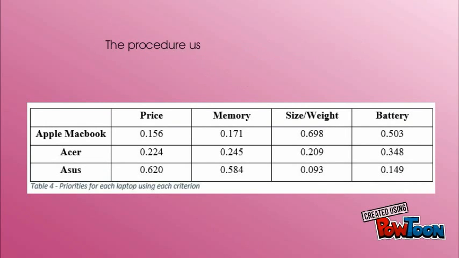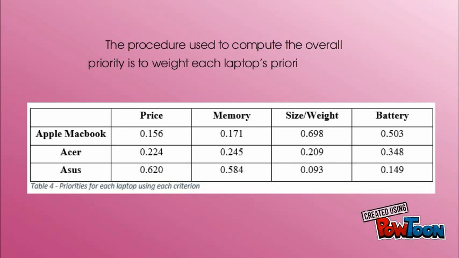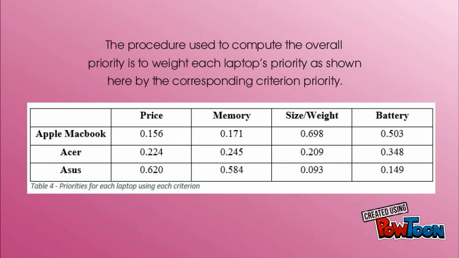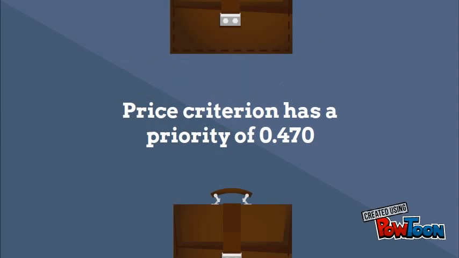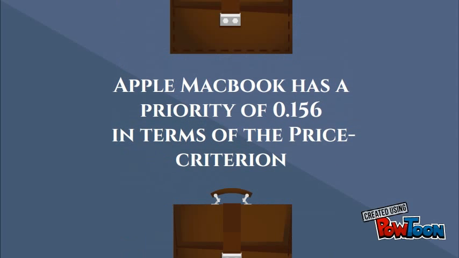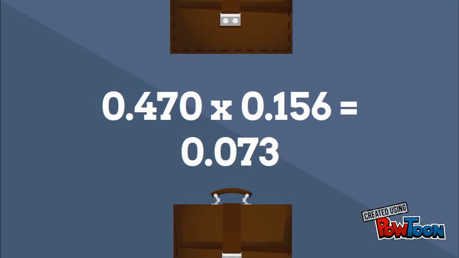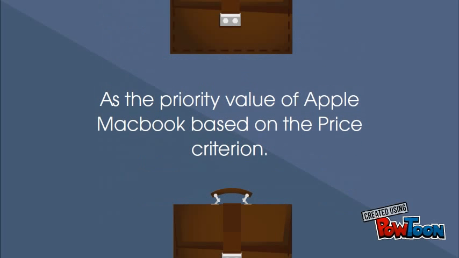The procedure used to compute the overall priority is to weight each laptop's priority, as shown here, by the corresponding criterion priority. For instance, the price criterion has a priority of 0.470 and the Apple MacBook has a priority of 0.156 in terms of the price criterion. Thus, let us multiply those two. That will lead to an answer of 0.073 as the priority value of the Apple MacBook based on the price criterion.